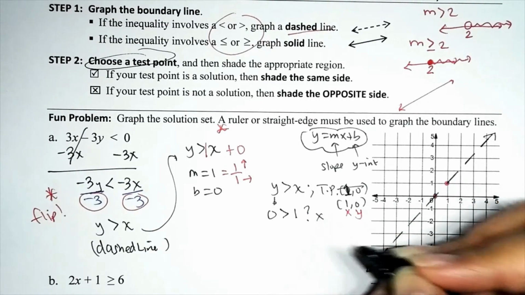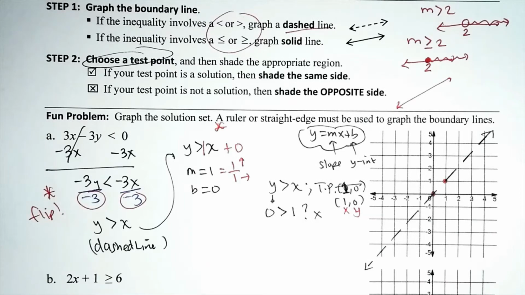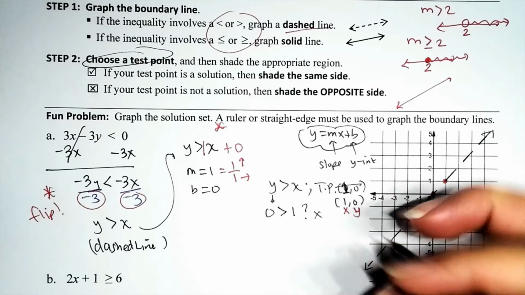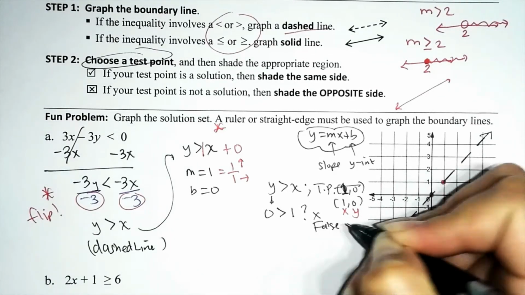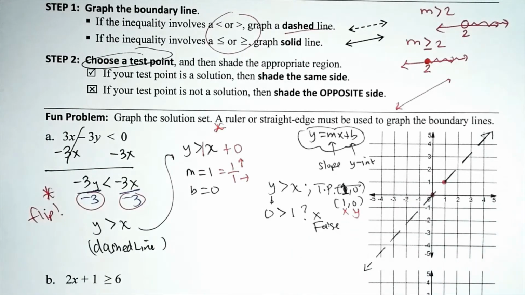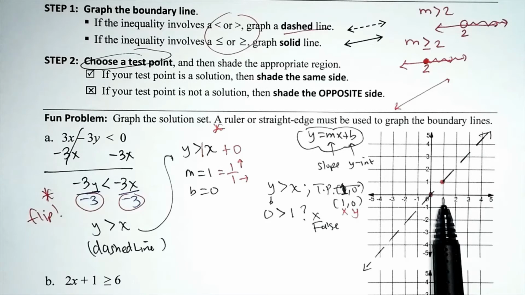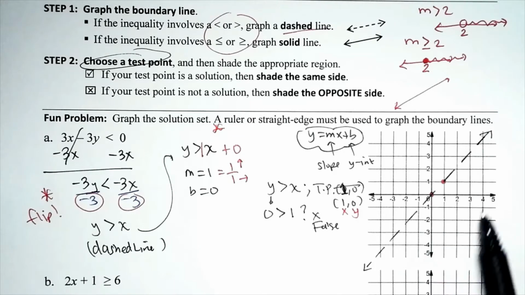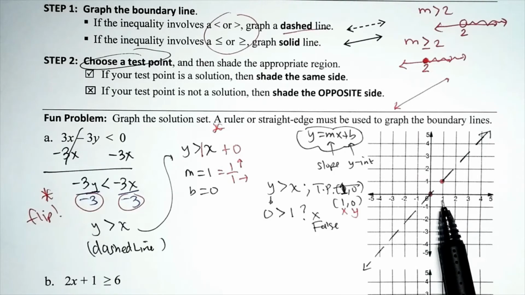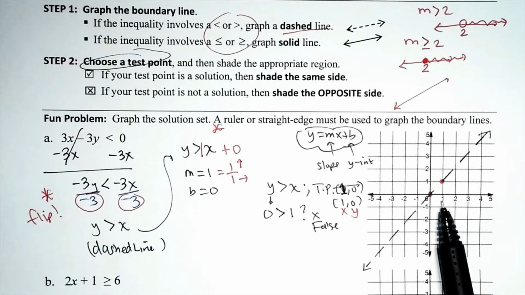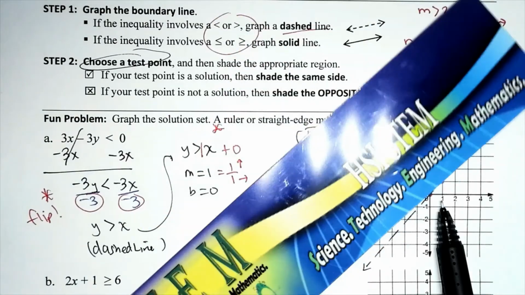I like to put a check mark if it's a solution, or X if it doesn't check out. But if you want to keep it with the book notation, then you put false. Okay, now this is what's going on. 1, 0, our test point, is not a solution. Because it's not a solution, I can't graph it. And because it's not a solution, then none of the points on the same side are going to be a solution. So since our test point didn't check out, then the actual solutions are the points that are on the other side of the boundary line. So I'm going to shade over here.